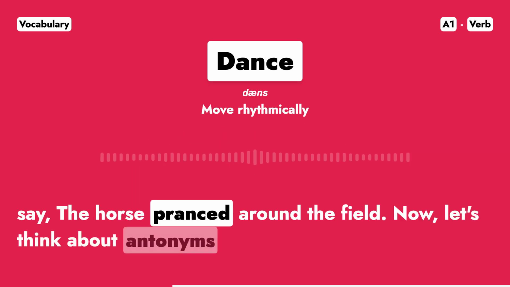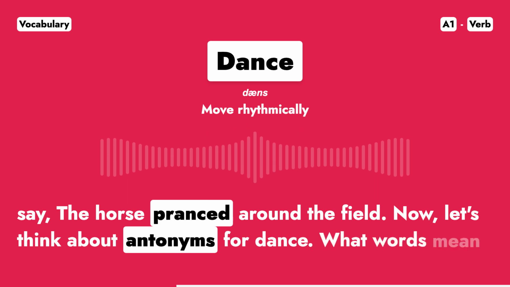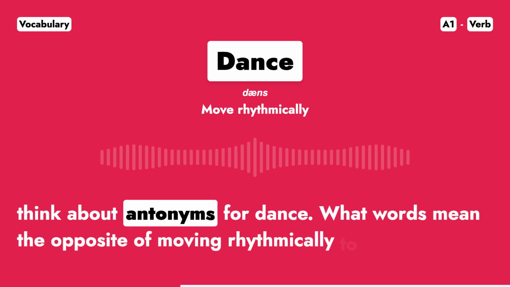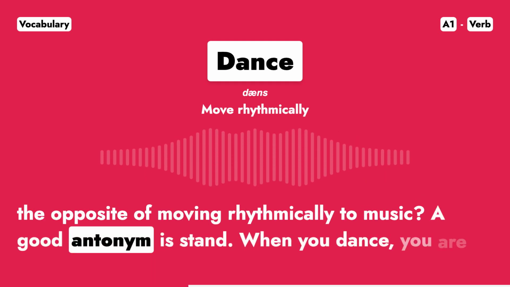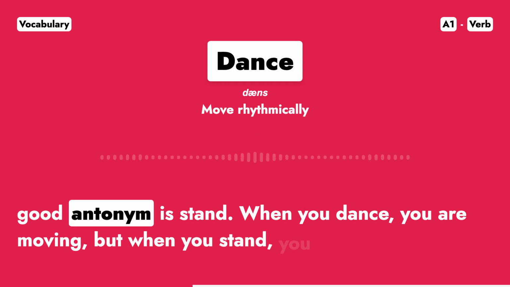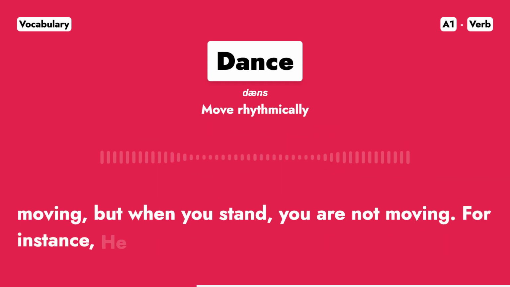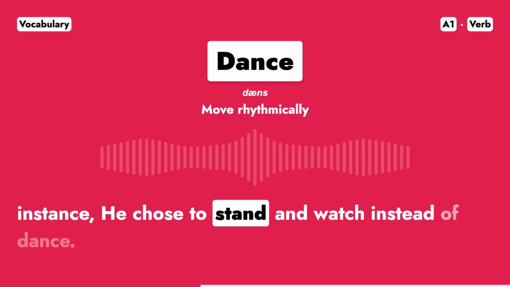Now, let's think about antonyms for dance. What words mean the opposite of moving rhythmically to music? A good antonym is stand. When you dance, you are moving, but when you stand, you are not moving. For instance, he chose to stand and watch instead of dance.